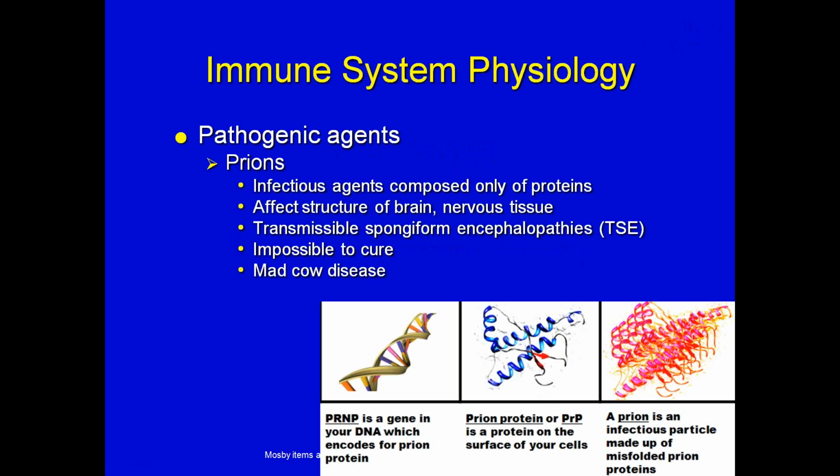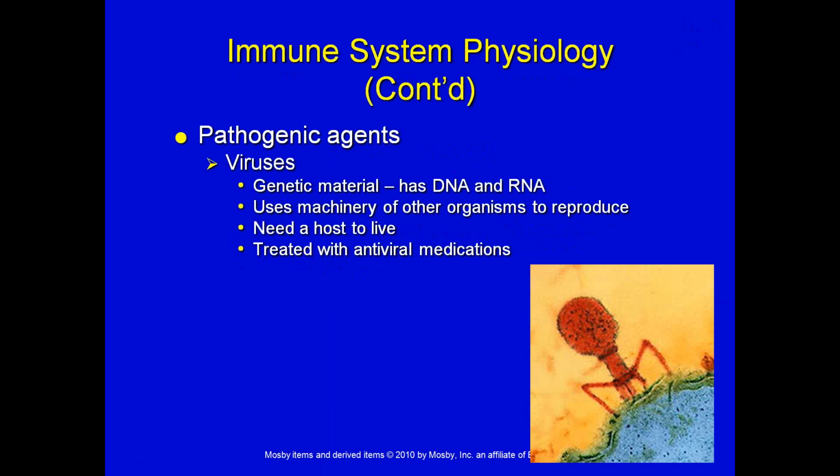And encephalopathies is a word for, encephalid refers to the head. So pathologies that occur in the head. And they're impossible to cure. An example of a prion would be mad cow's disease. That's a disease that's caused by a prion.